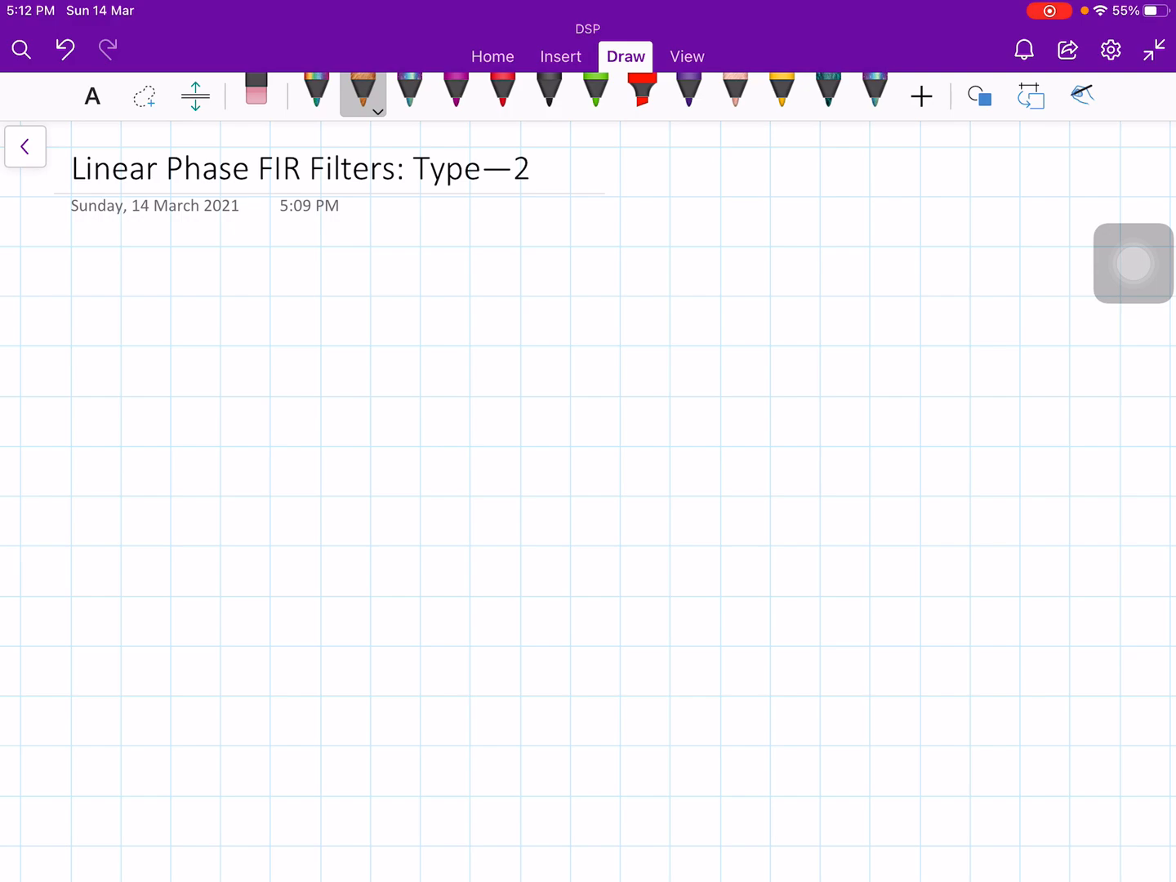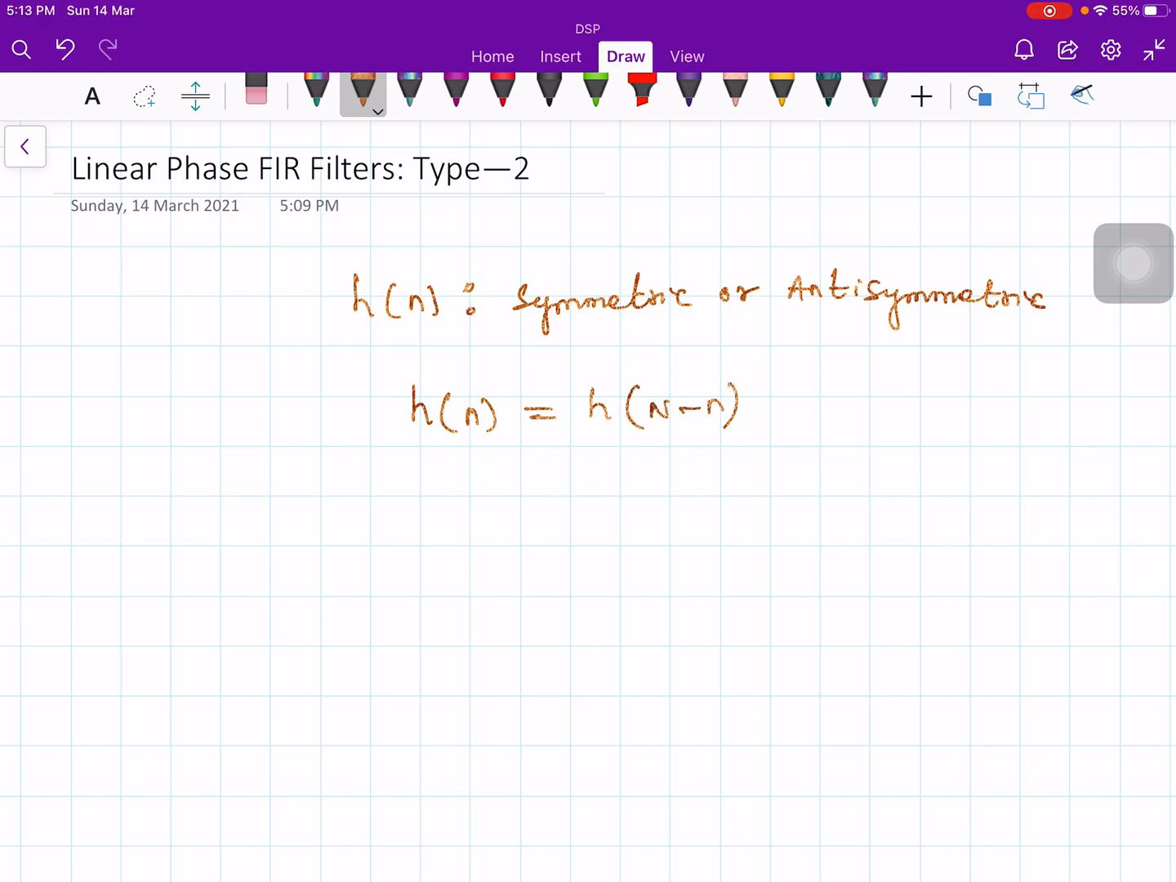We also stated the condition for linear phase: the impulse response is either symmetric or antisymmetric. Symmetric means h of n is equal to h of capital N minus n. And h of n is equal to minus h of capital N minus small n is for antisymmetric.